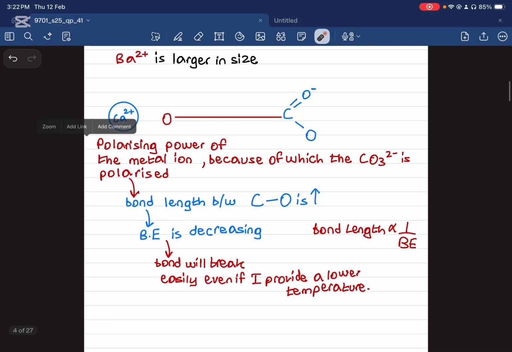Now, let me ask you this. Which ion do you think is going to cause this carbon oxygen bond to be pulled more? In the case of calcium or barium, most of you would say calcium because it's an ion which has a concentrated charge of 2 plus. So it's going to attract the negatively charged electrons easily, meaning the carbon oxygen bond is going to be pulled a lot more, so it's going to increase a lot more inside.